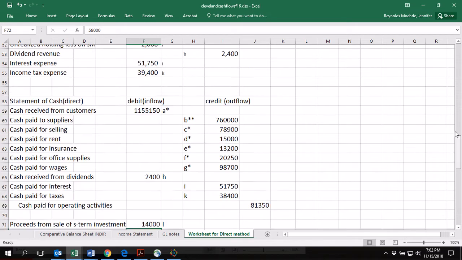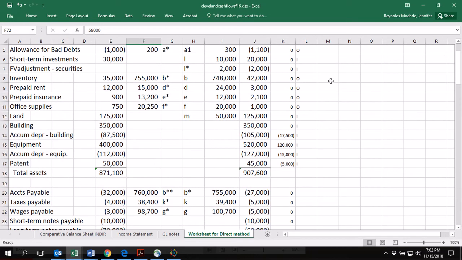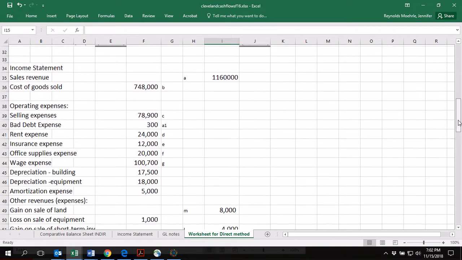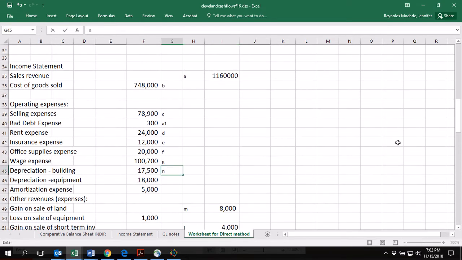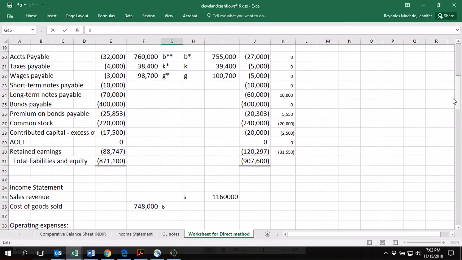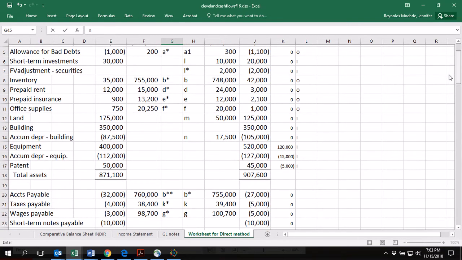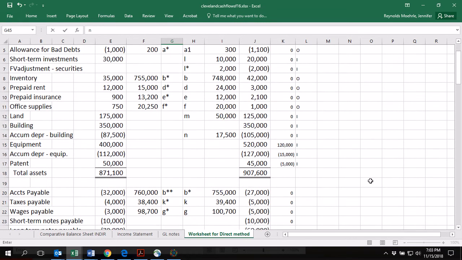All right, so now you can see how we're doing this, okay? There wasn't any change in the building, which is good. Hopefully that means the only change in accumulated depreciation was more depreciation. That's going to be my item N, and I'm just going to verify that that indeed is the building depreciation on the income statement, thankfully. So that takes care of that. You know, that had nothing to do with cash. And then equipment, I have an increase of $120,000.